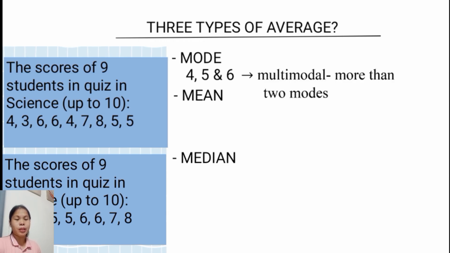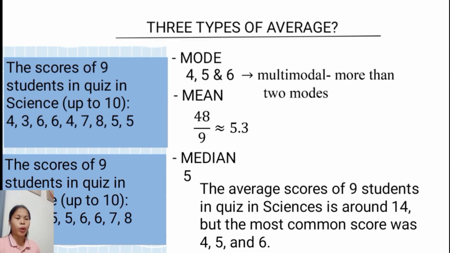For our mean, we just need to add them and divide by the total number of students. We have 48 divided by 9, which is approximately 5.3. For the median, since we have 9 students, we can easily see the median. It is in the 5th place, so that is 5. The average score of the 9 students in the science quiz is around 5, but the most common scores were 4, 5, and 6.